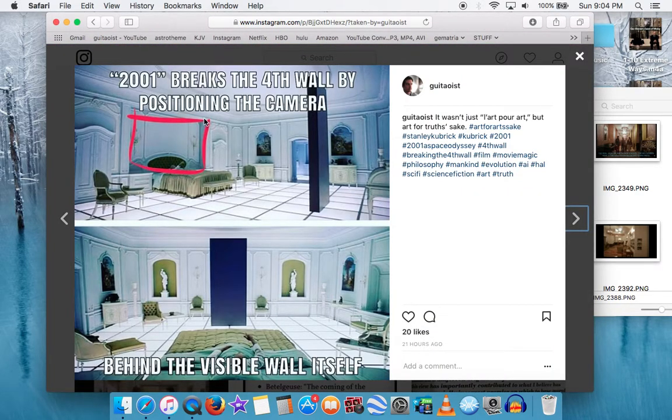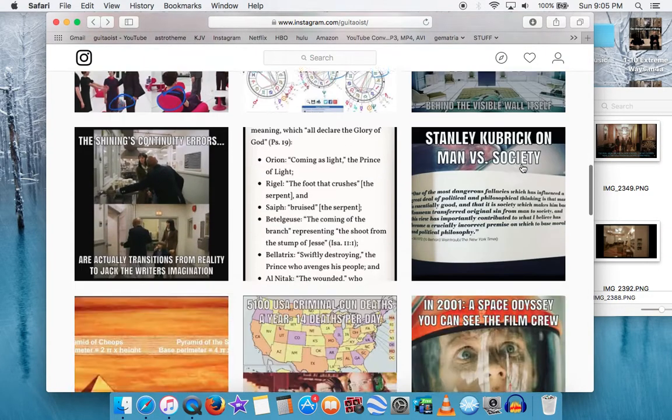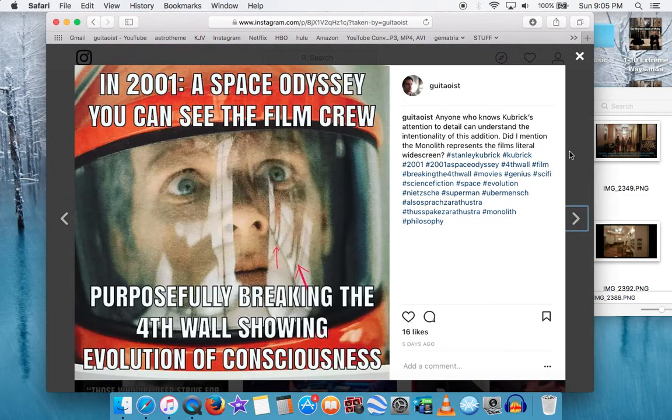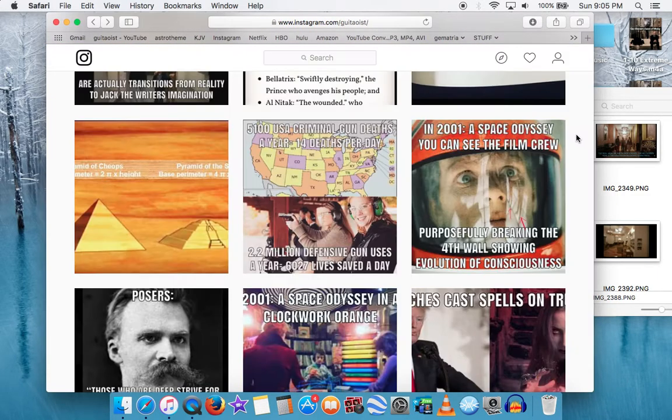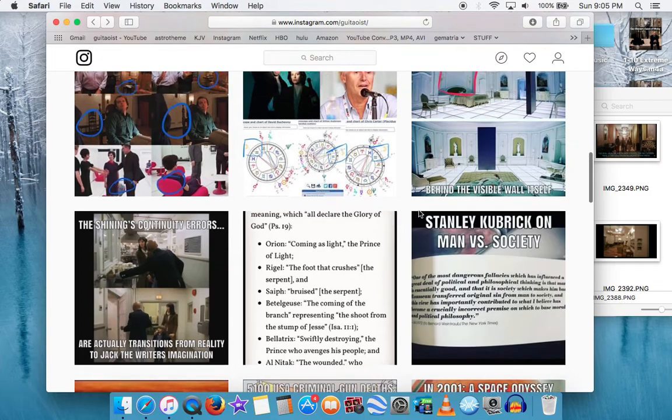And also in 2001, it breaks the fourth wall by positioning the camera behind the visible wall itself. You see this wall behind this dude? The green, the camera is like three or four feet behind that wall in this shot, literally breaking the fourth wall once again, just like in this shot where you see the actual cameramen in the shot. It's just ridiculous.